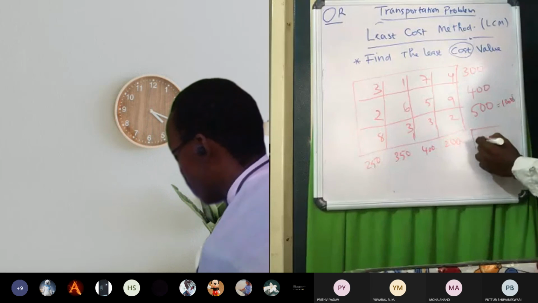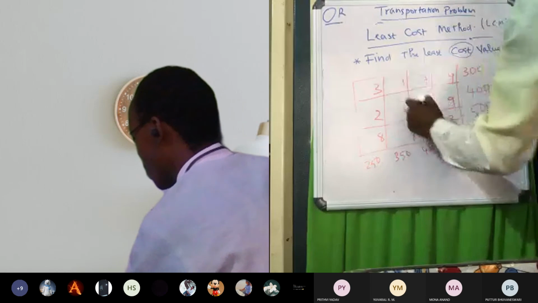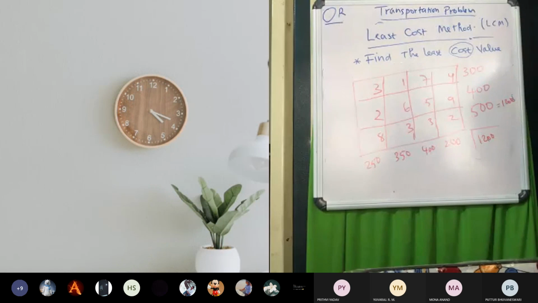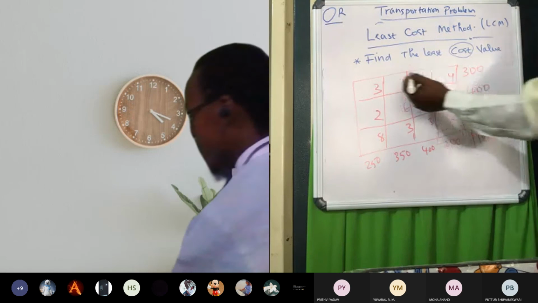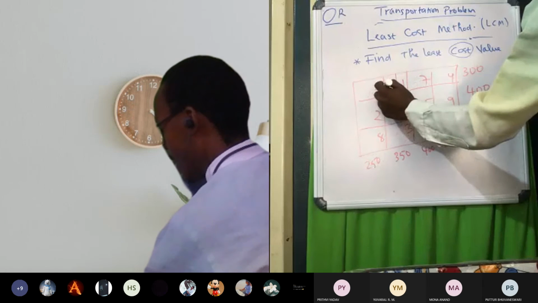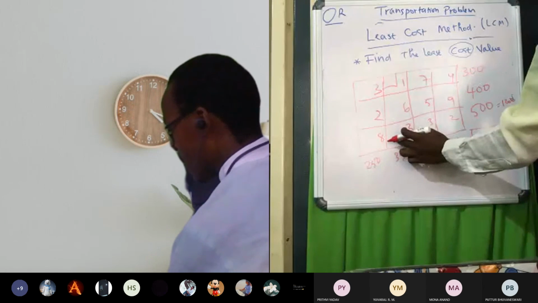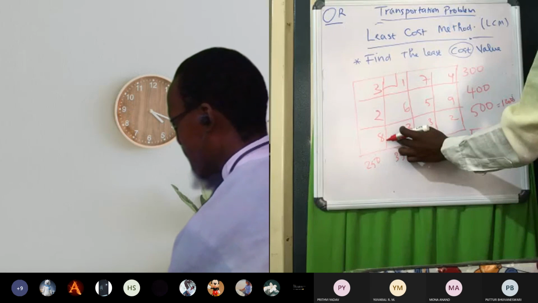600 plus 600 is equal to 1,200, so it is a balance. Now, what is the next for the list method? We are going to allocate the list cost. What is the list cost? 1 is the list cost, right? We are going to allocate it, and it is on the second column, third row, second column.